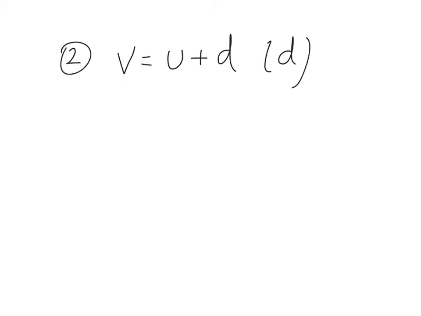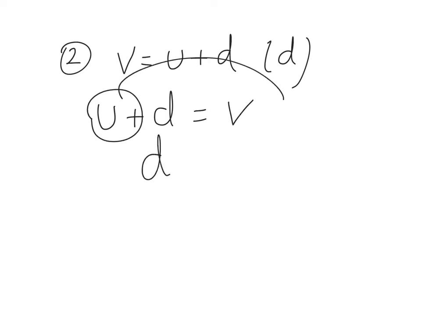Example 2, V equals U plus D. We're going to change the subject of the formula to D. So again, swap sides and get D immediately on the left hand side. Plus U, get rid of it by taking away U. D equals V minus U.